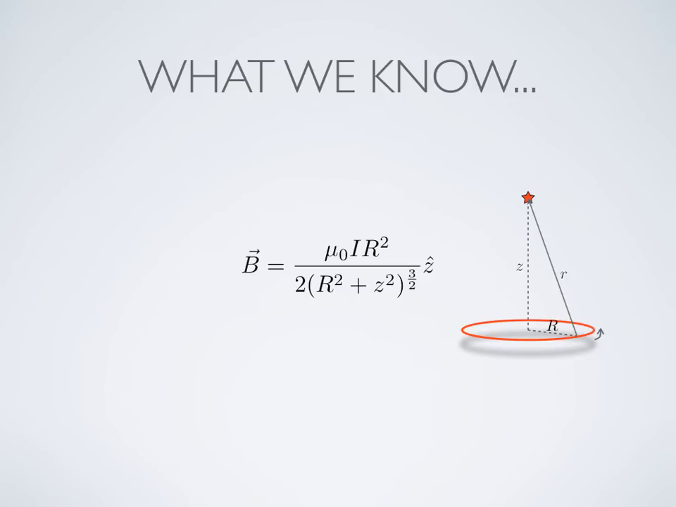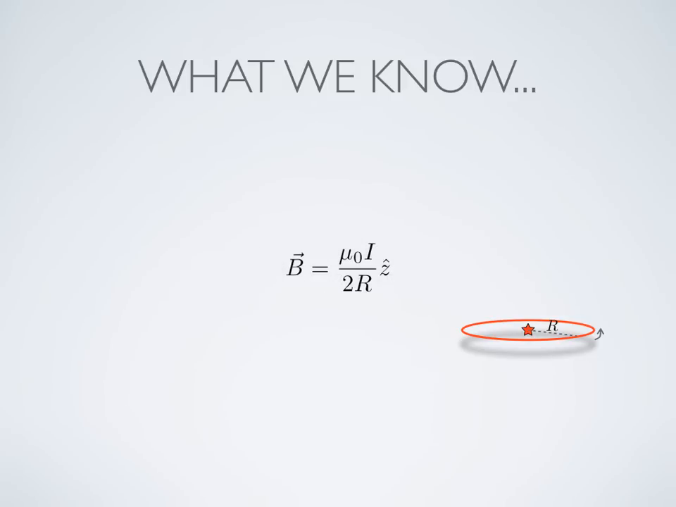If I drop the star down so that I'm standing right in the center of the circle now, then what I can do is take z equals 0, and I'll just have an r squared to the 3/2 in the denominator, which cancels the r squared up top, and I wind up with just mu naught I over 2r. So the magnetic field at the center of this loop is mu naught I over 2r.